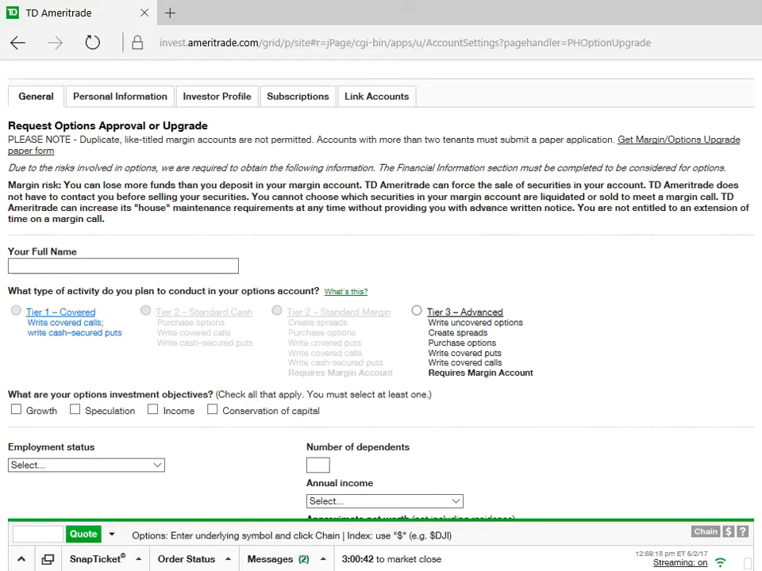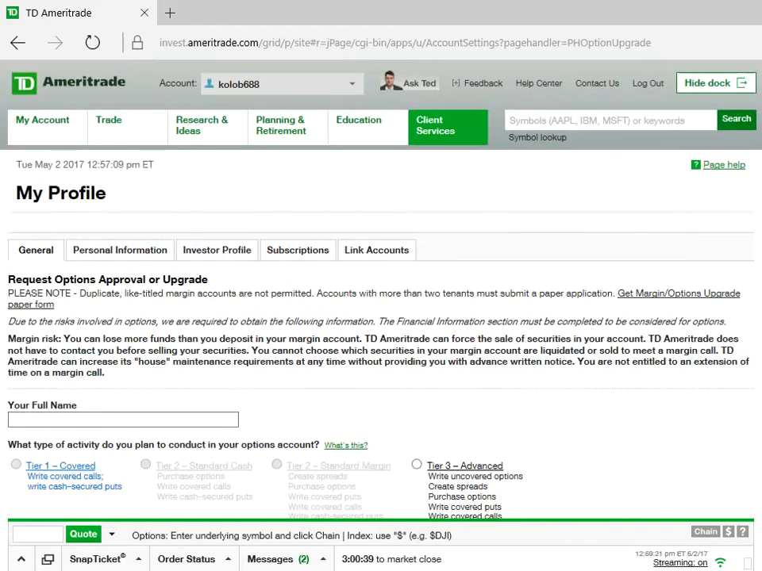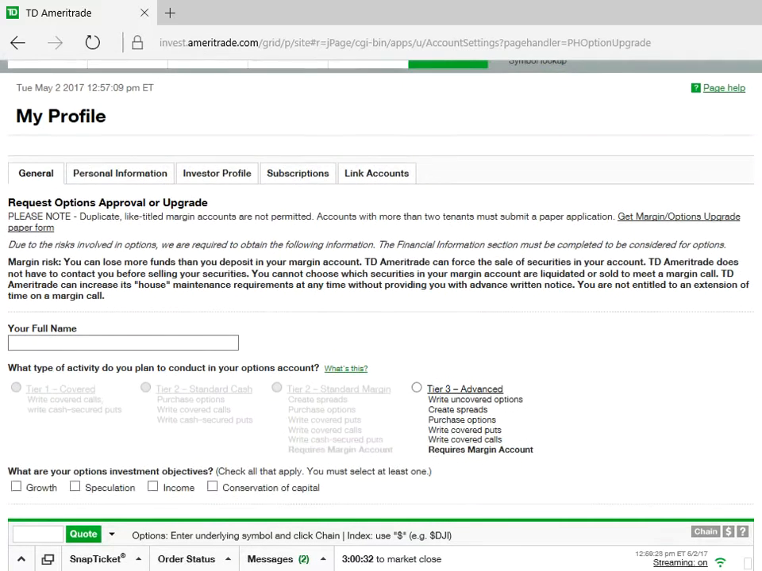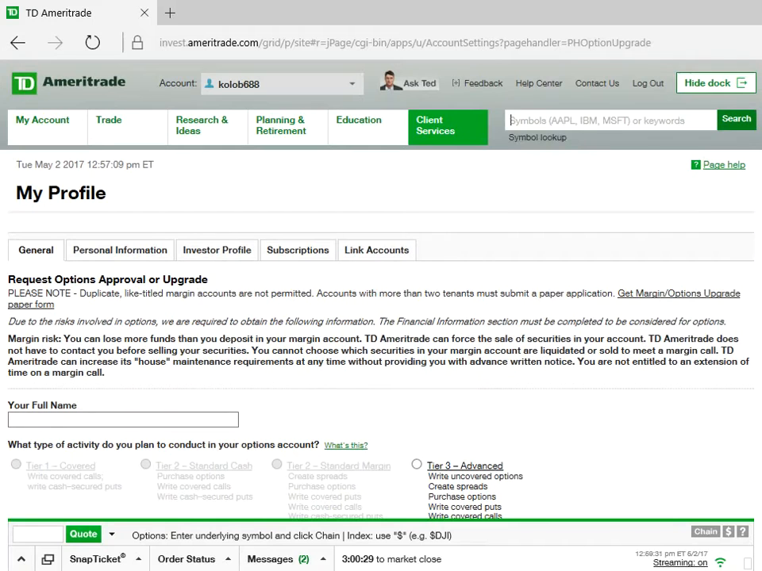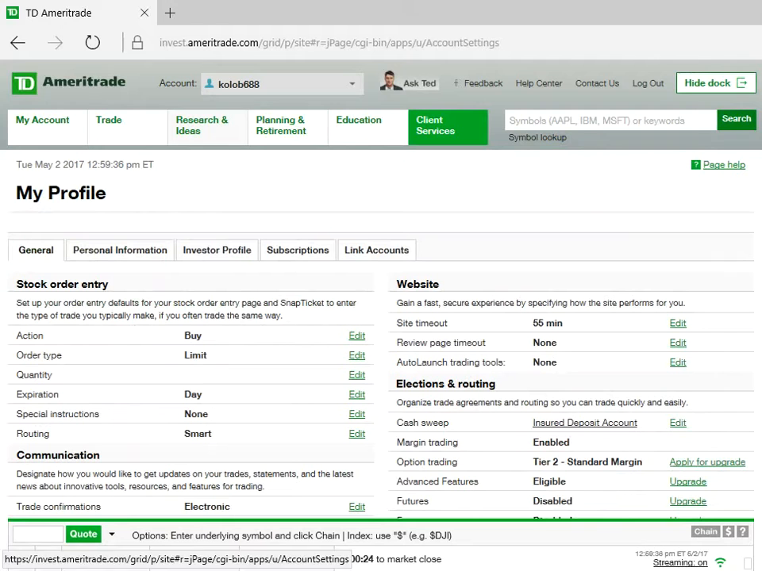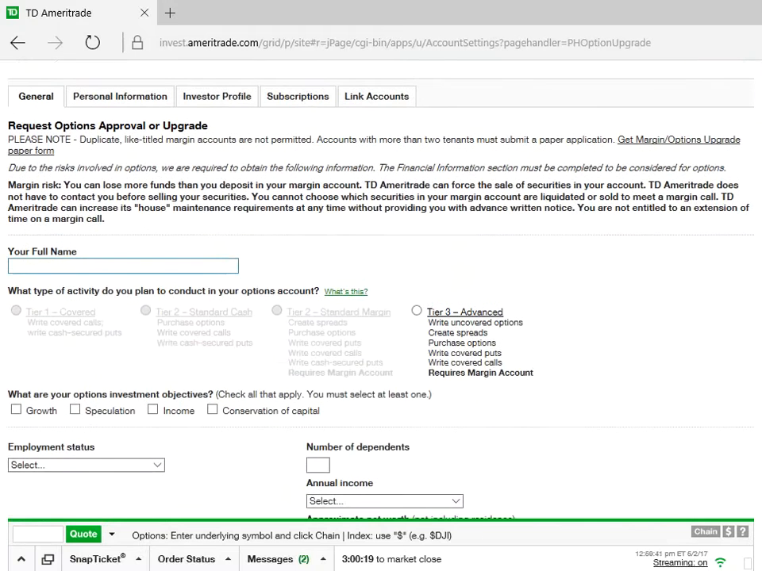Okay, so you have an account and you're applying for options, right? And you clicked on client services, you clicked on general like that. Okay, maybe I need to go back. Let's say I'm on a stock, and then I go to general, and then I go to apply for upgrade, and now I want to get level 1. So I put in, you know, Mark whatever, and I can't actually fill that in. If I could, I would do it like that, but I'm not going to do that.